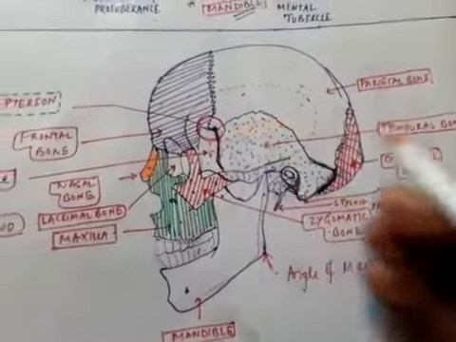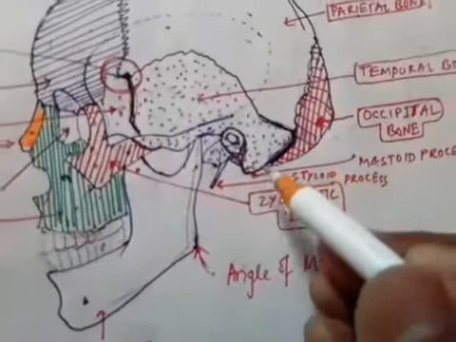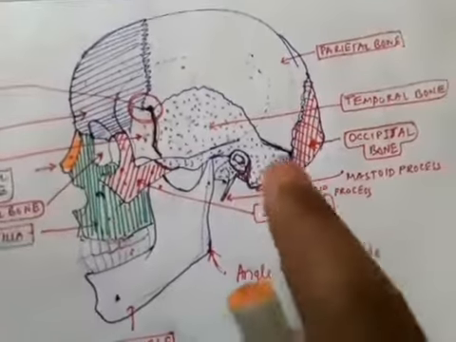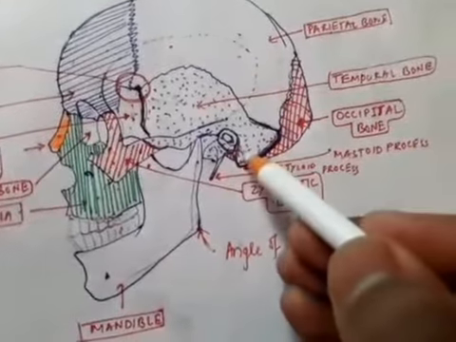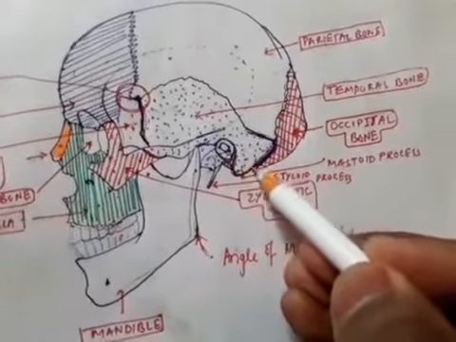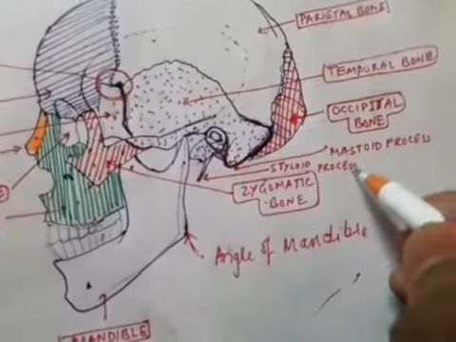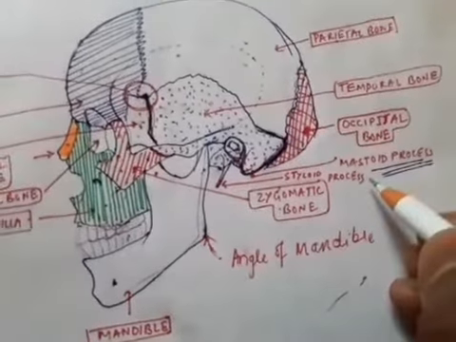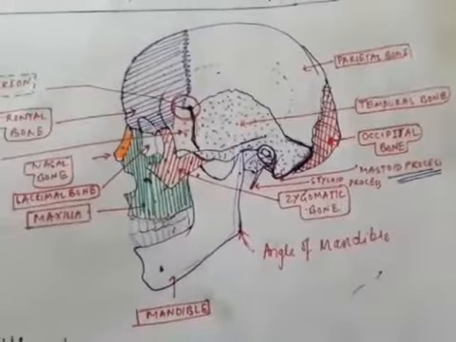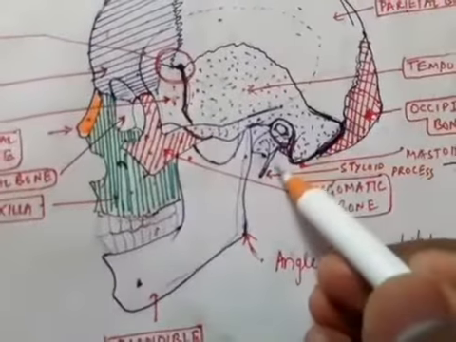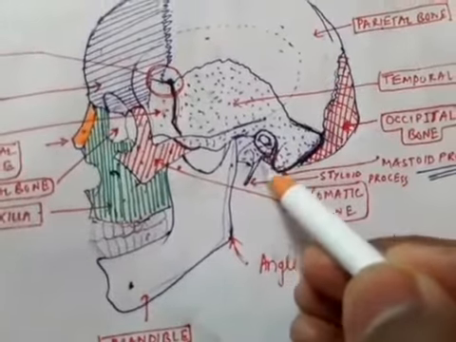If we go inferiorly, we can find a large bony prominence that is projecting from the inferior border of the mastoid part of the temporal bone. See here, this is called the mastoid process, and this is a point for attachment of several muscles. Medial to the mastoid process, we have the styloid process that projects from the lower border of the temporal bone.